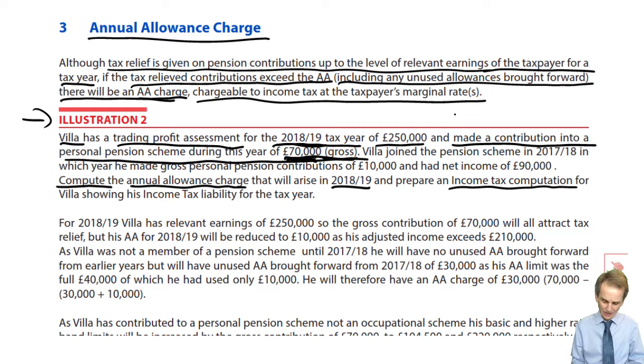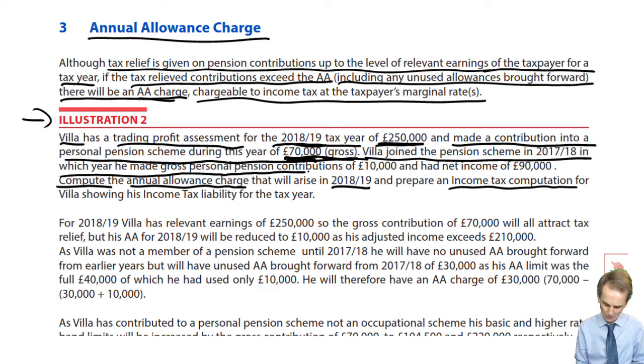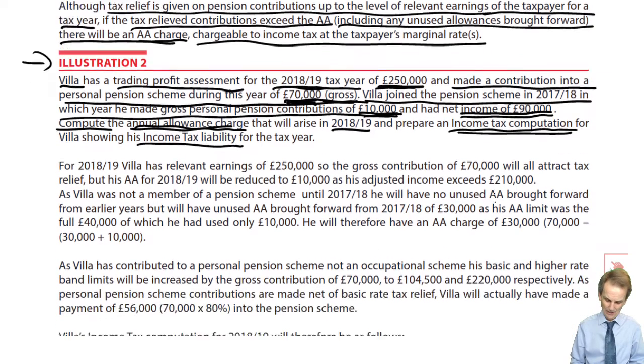Now, 70,000 is clearly easily within the level of relevant earnings for the taxpayer, so again, tax relief would be given. Villa joined the pension scheme in 17-18, in which year he made gross personal contributions of £10,000 and had net income of £90,000. Compute this annual allowance charge and prepare the income tax computation for 18-19 as well, showing Villa's income tax liability for the tax year.